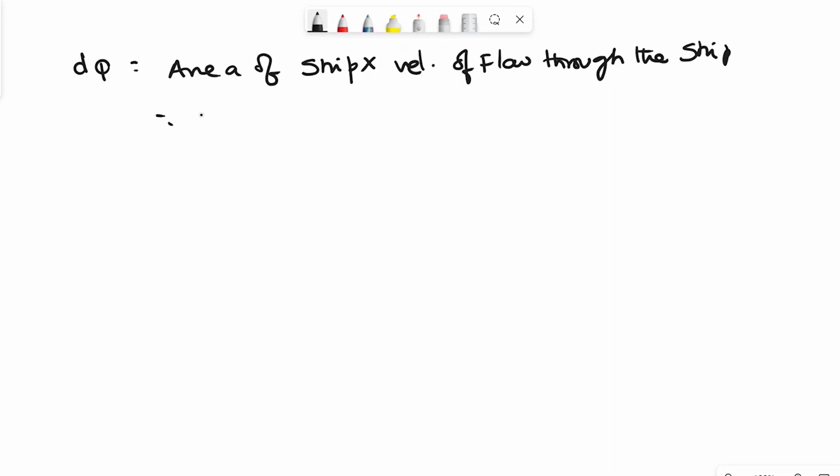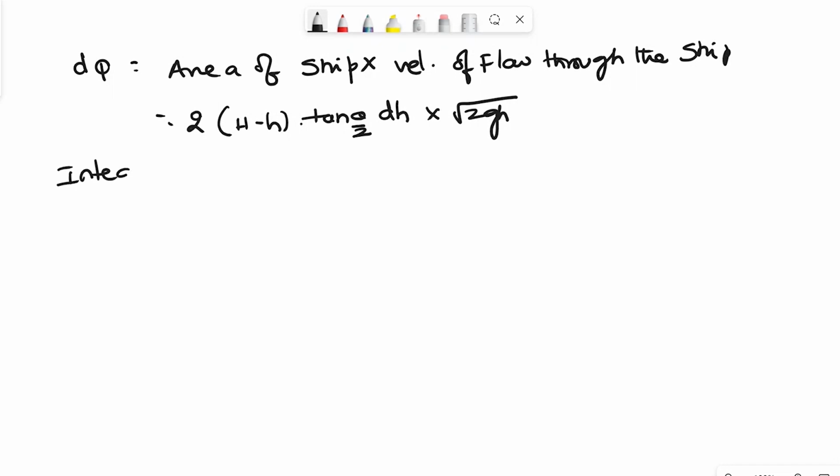So area of the strip is equal to 2 into (h minus h) into tan theta by 2 into dh. The velocity is root 2gh. Then if we integrate this with limits 0 to h, because the head varies from 0 here to the full head here.